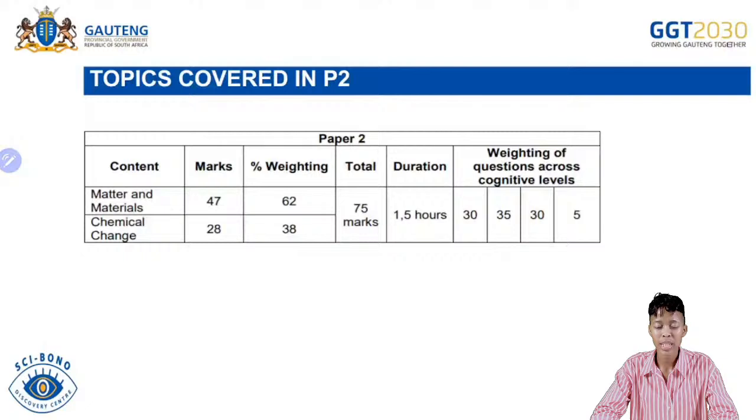Now the topics to be covered in paper 2, we have matter and materials, which has a total of 47 marks and a percentage weighting of 62. We also have chemical change, which has a total of 28 marks and a percentage weighting of 38.